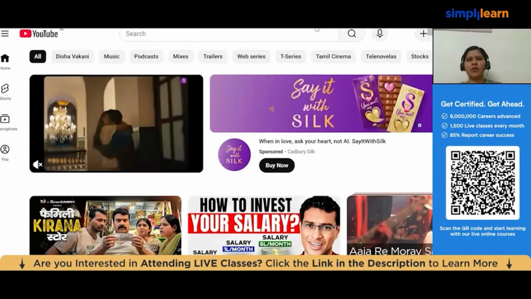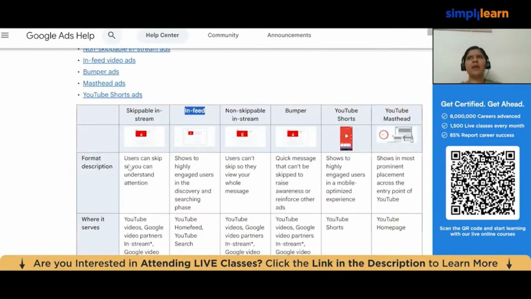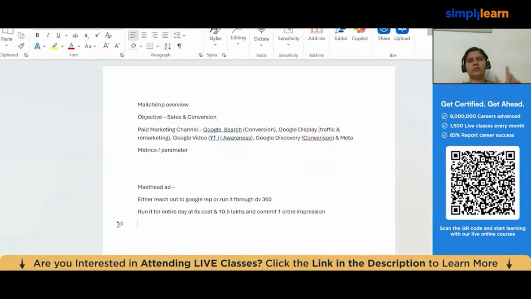As I said, if you want to run this for one entire day, it will cost you around 1.2 to 1.3 crore for the India market. And if you don't have that budget, you can take the other option, where you might pay 10.5 to 10.6 lakhs, and it will commit you around 1 crore impressions. Now this masthead ad doesn't commit you any views, any conversions, anything of that sort. The only commitment the masthead ad gives is impressions. So it's a very expensive ad.